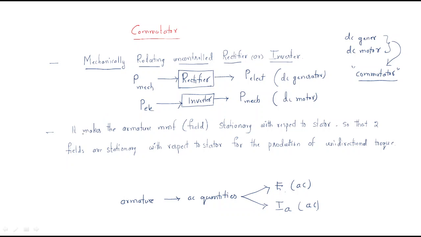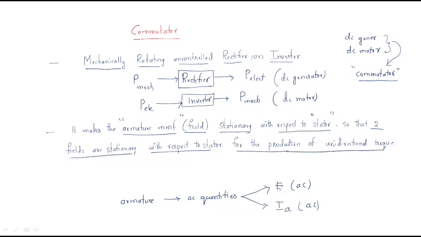And we have very important applications with that. It makes the armature MMF. So the armature has some MMF, which we can also call the armature field. These two fields are stationary with respect to the stator, for the production of unidirectional torque.